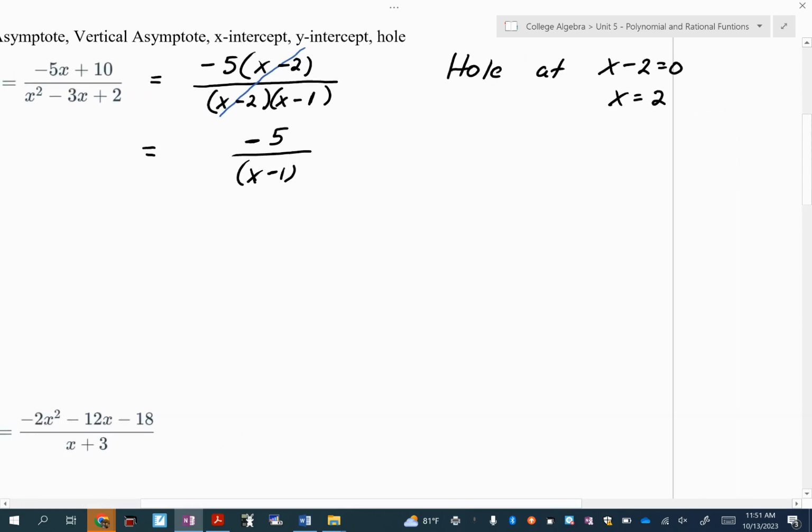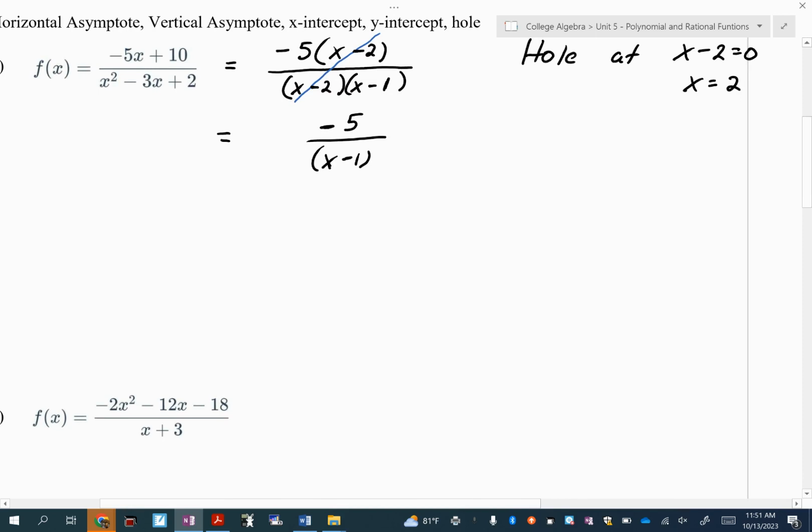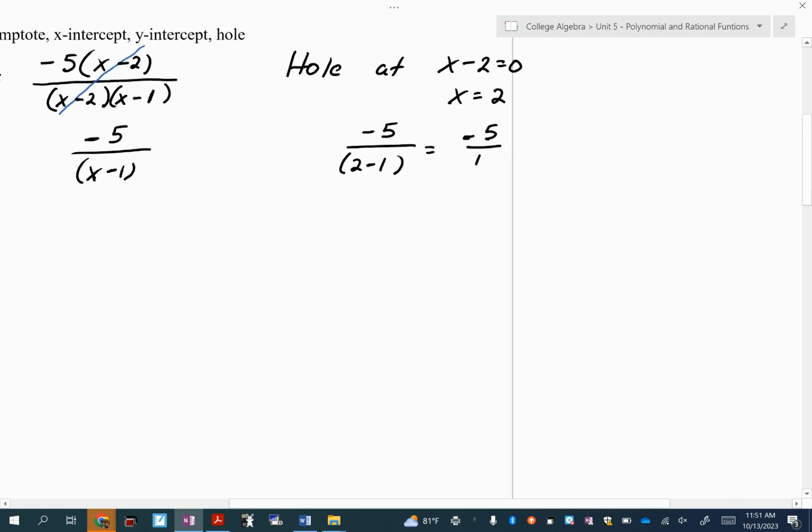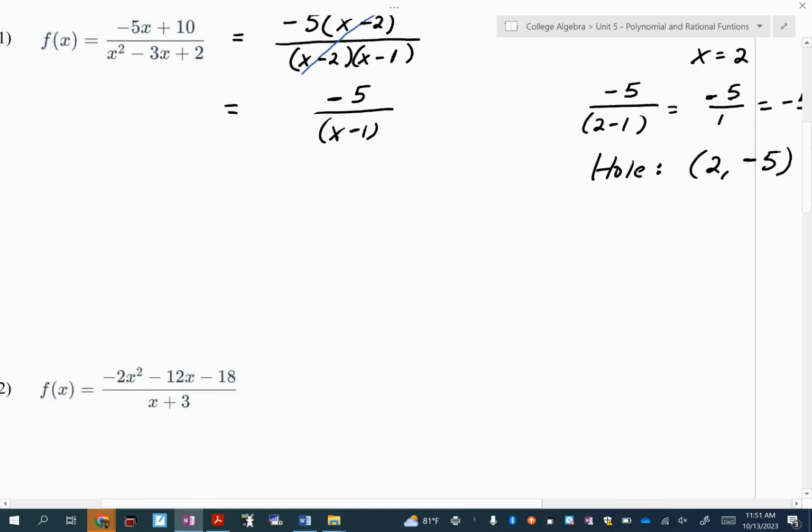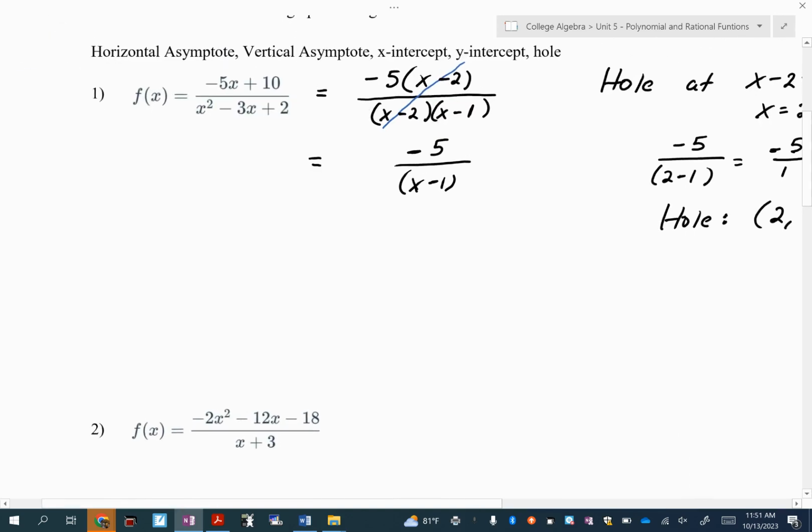To find the y value for the hole, I'm going to plug in that x of 2 where it says x, and get -5 over 1, which is -5. So my ordered pair for my hole is 2, comma, -5. All right, now let's do the x-intercept next.